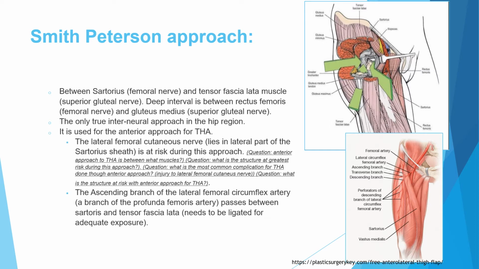Another structure at risk is the ascending branch of the lateral femoral circumflex artery. So this is the femoral artery. It gives the lateral and medial circumflex arteries. The lateral circumflex femoral artery will give a branch called the ascending branch. That ascending branch goes between the sartorius and tensor fascia lata over the rectus muscle, and it has to be ligated. So the lateral femoral cutaneous nerve and the ascending branch of the lateral femoral circumflex artery are the two structures at risk for this approach, which is becoming more popular.